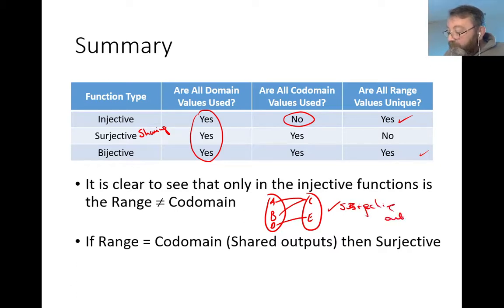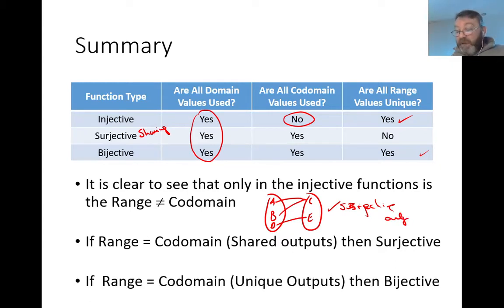Okay. And finally, if the range is the same as the codomain and there are unique outputs. Now, what do I mean by that? Well, let's take it very simple. A, B, C, D, E, F. A to B, C to E, B to F.